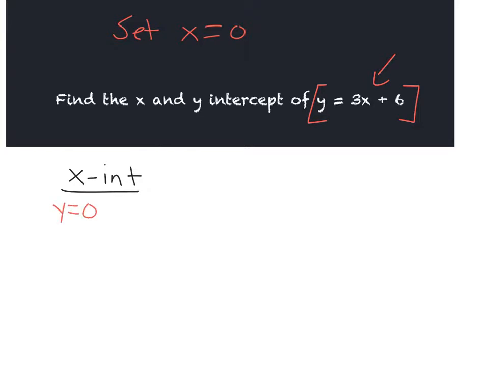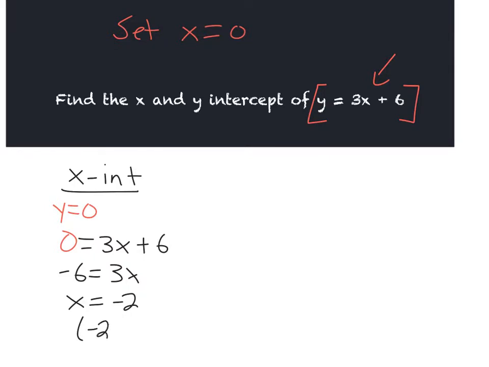Okay, so this is going to be 0 equals 3x plus 6. And you just solve that. That'd be negative 6 equals 3x. And then x equals negative 2. So your x-intercept is going to be negative 2, comma 0. That's where this particular line crosses the x-axis.